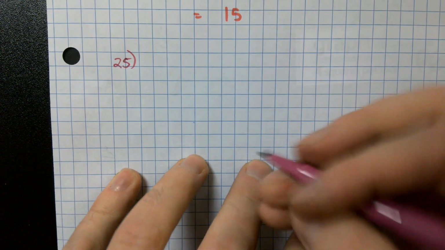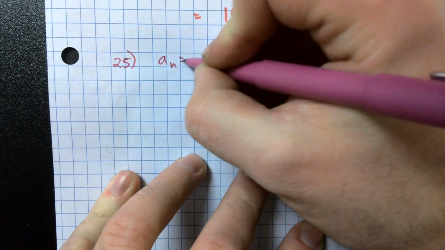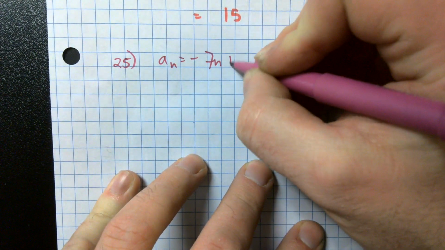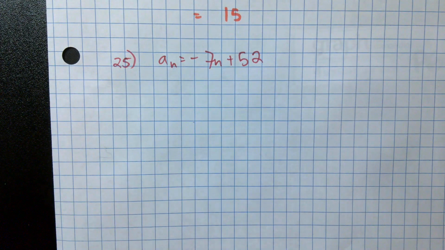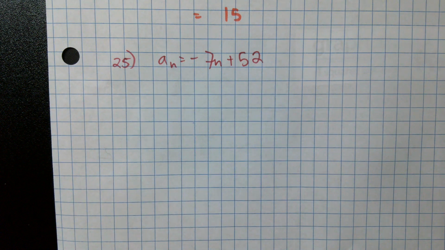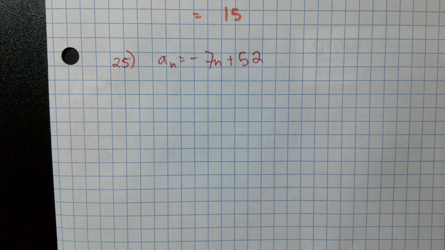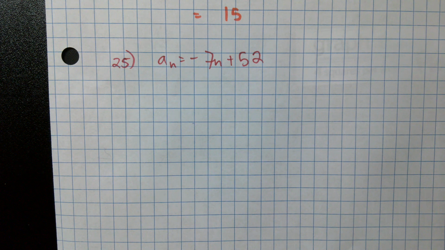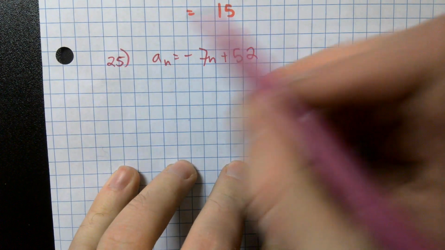So 25, what do we got? We got a sub n is equal to negative 7n plus 52. Now the directions say for each recursive formula, write an explicit formula, and for each explicit formula, write a recursive formula. Well, which one is this? Explicit. How can we tell it's not a recursive formula? Doesn't have the n minus 1. That's right. And it also doesn't have a sub 1 in the front. So we know this is an explicit formula.